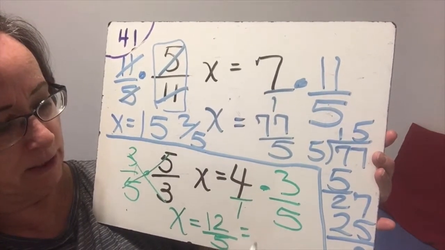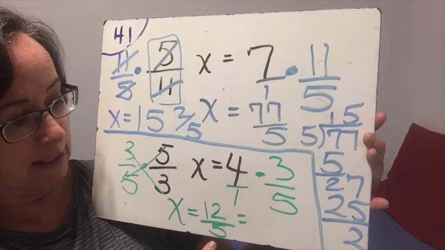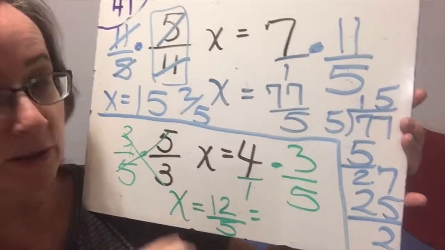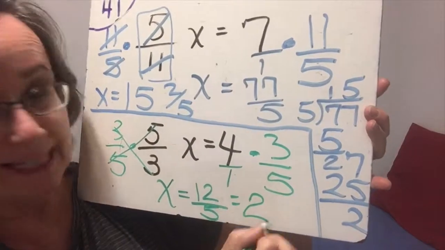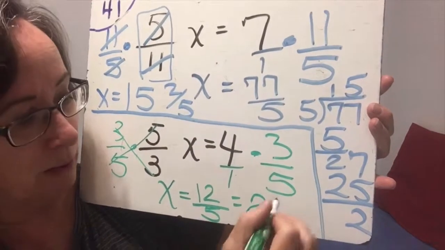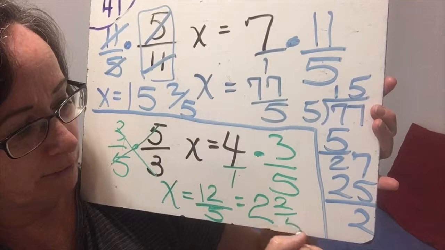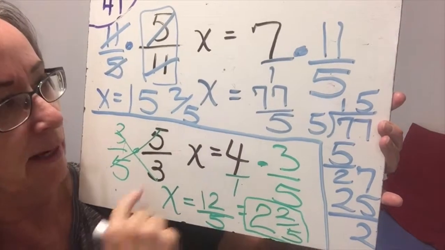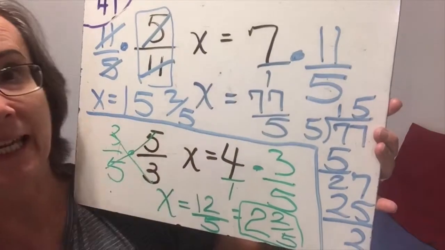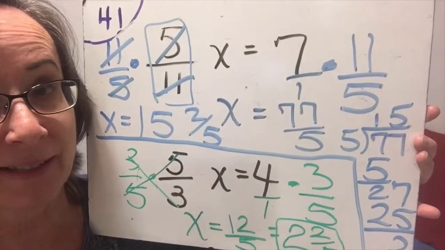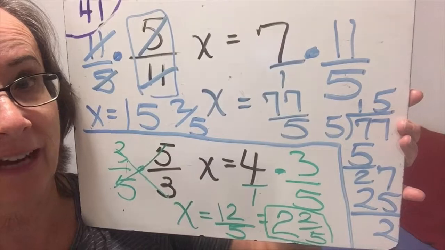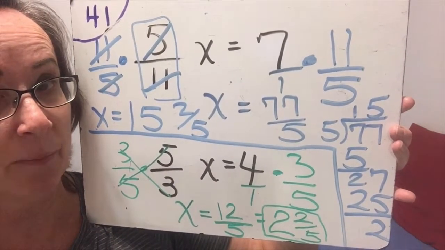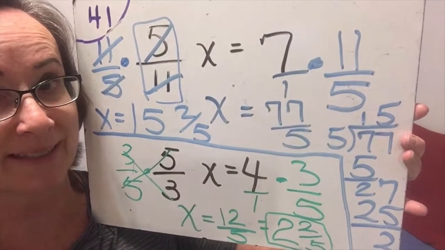And that one I can do kind of in my head because 5 goes into 12. It's improper, so we need to turn it around. 5 goes into 12 2 whole times, and that's 10. And then there are 2 left over, so 2/5. So that one is 2 2/5, and this one was 15 2/5. So I'll let you look at those carefully. Get them down on your paper if you missed any part of those two problems.